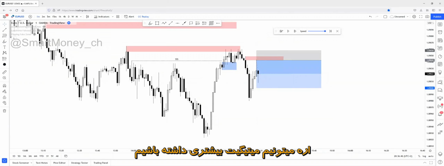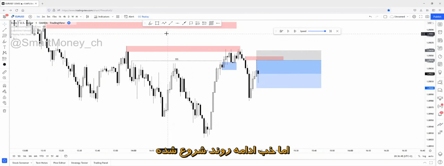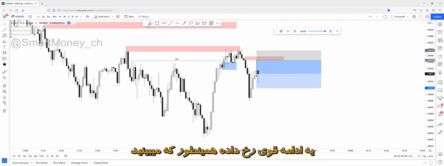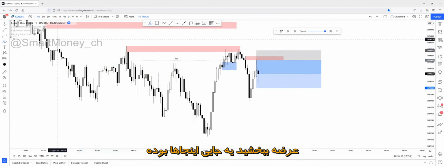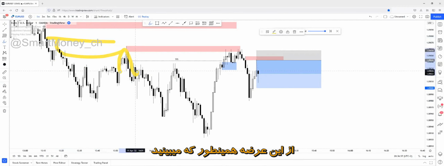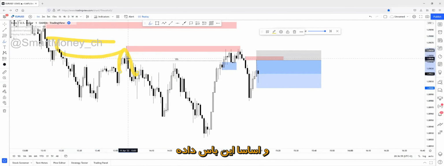Also, we could expect a deeper mitigation, but the continuation has happened. A real strong continuation has happened, as you can see. There was a demand tap, supply tap somewhere right here. And the real strong confirmation has happened from this supply zone, as you can see. Basically, it broke structure to the downside.